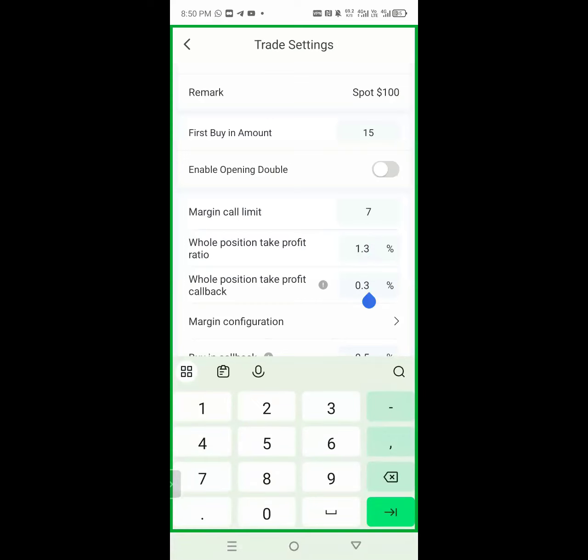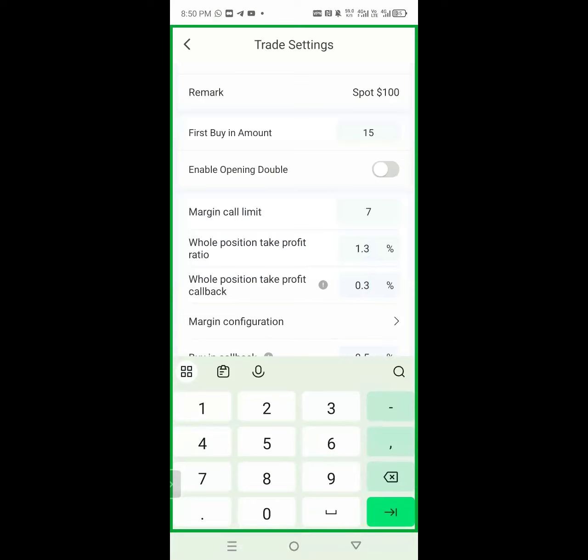Your whole position callback. We have explained callback. Callback is a function that was added to trade settings that helps the robot to buy at the best price and to sell at the best price.